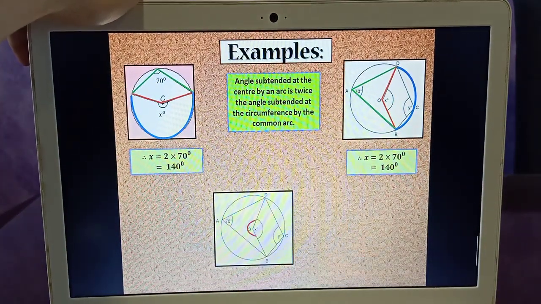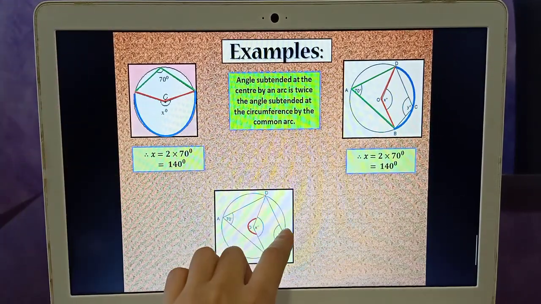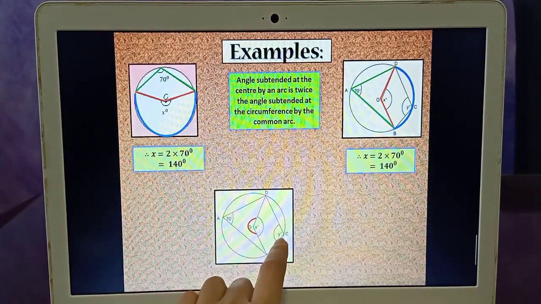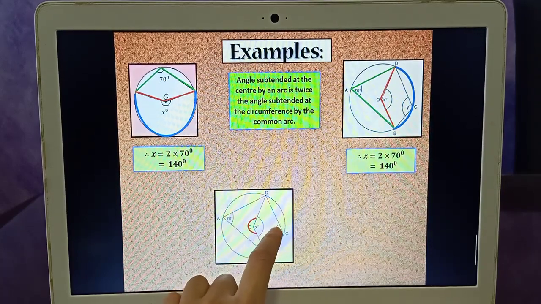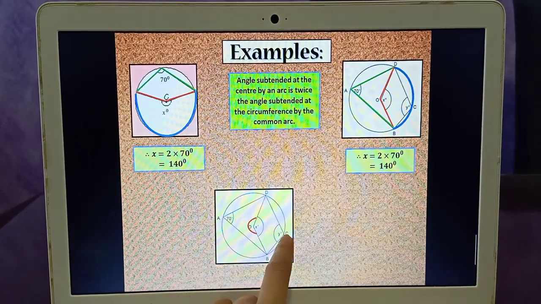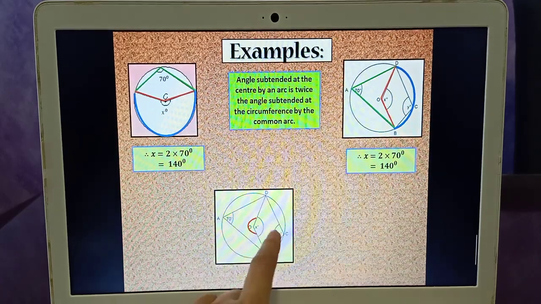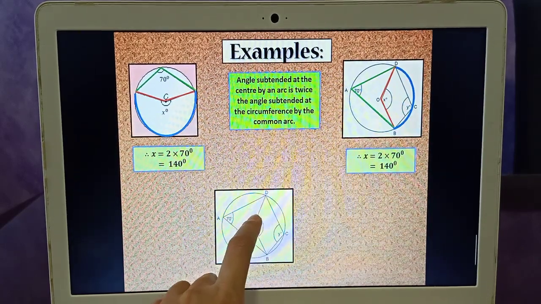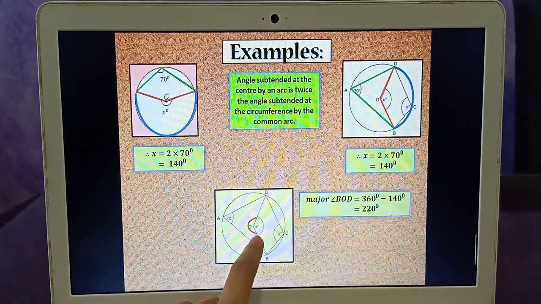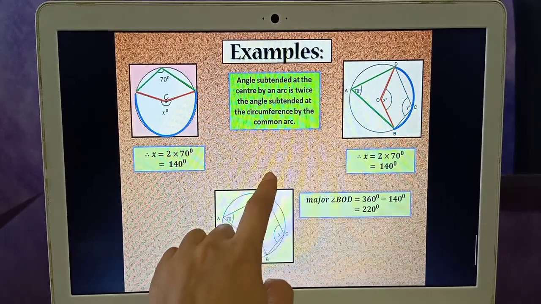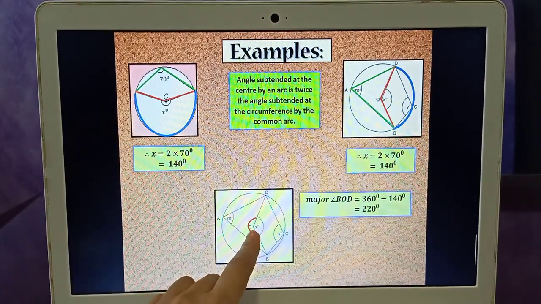Okay, in order to get y, you see the way angle y is like this. This is actually the angle subtended at the circumference, right? I need to find the angle subtended at the center. That's why I get this one. So the measured angle BOD is equal to 360 minus 140.